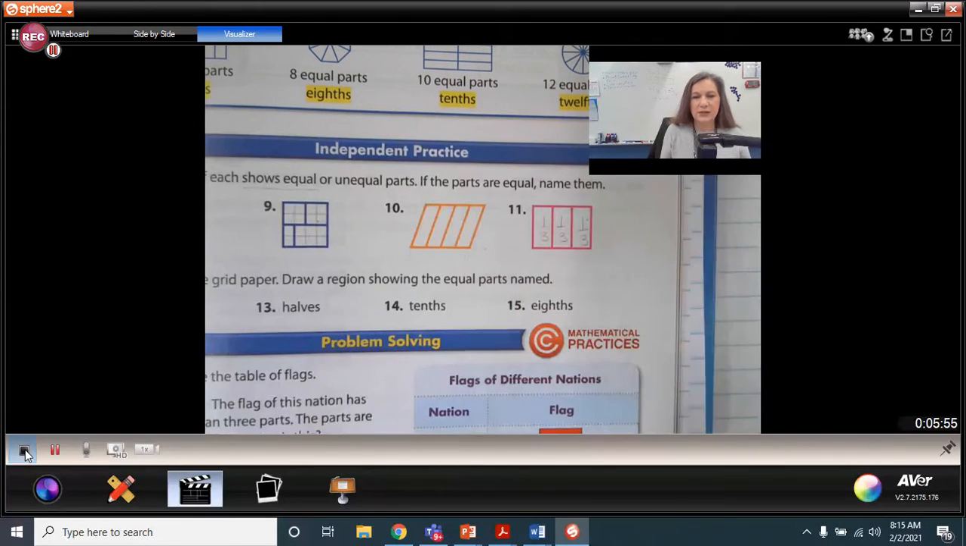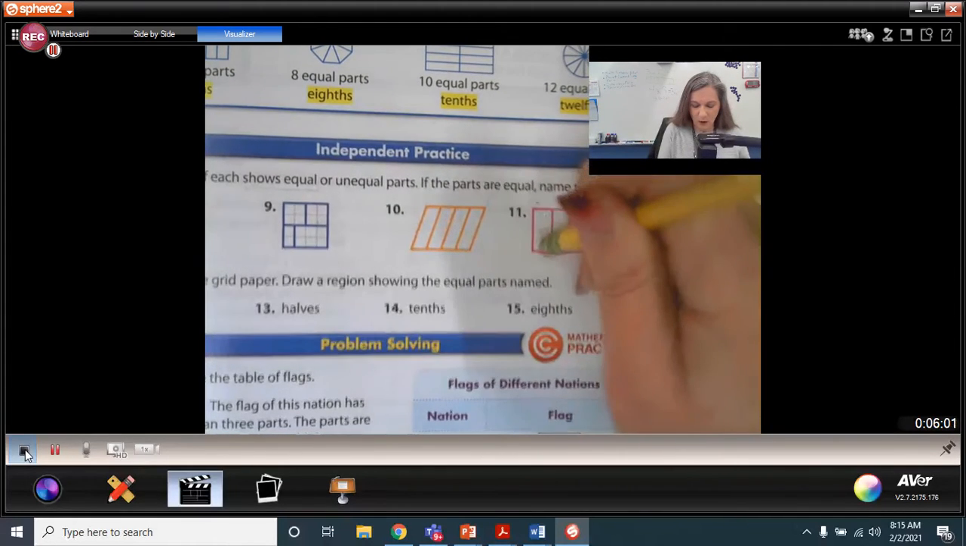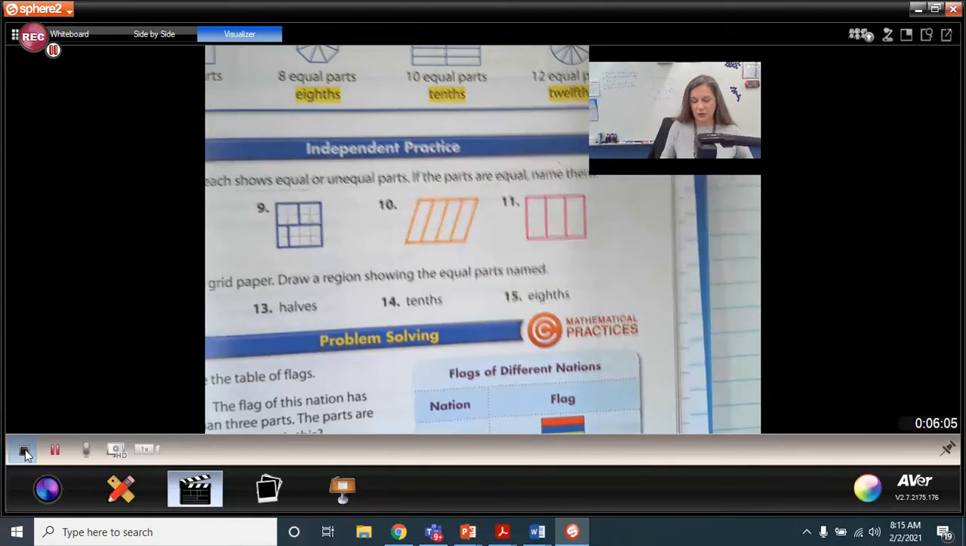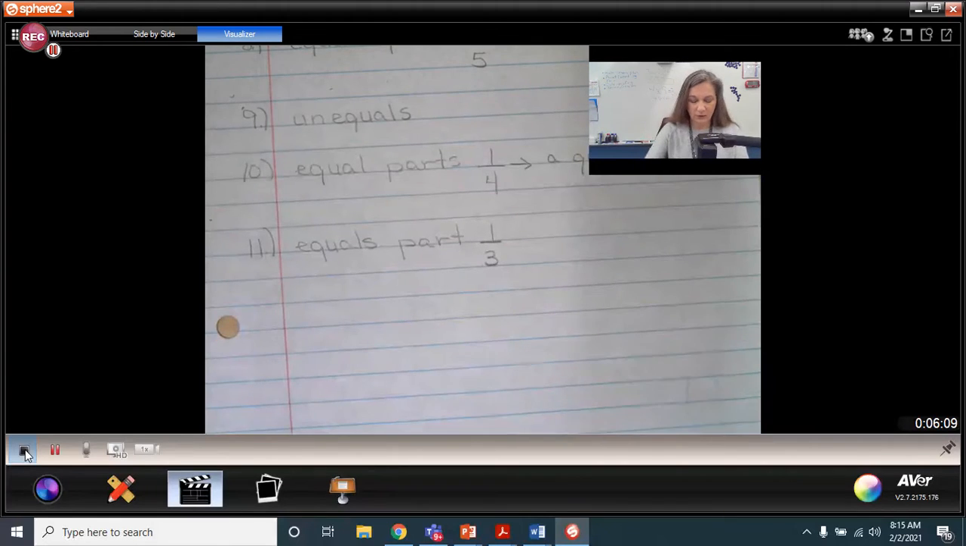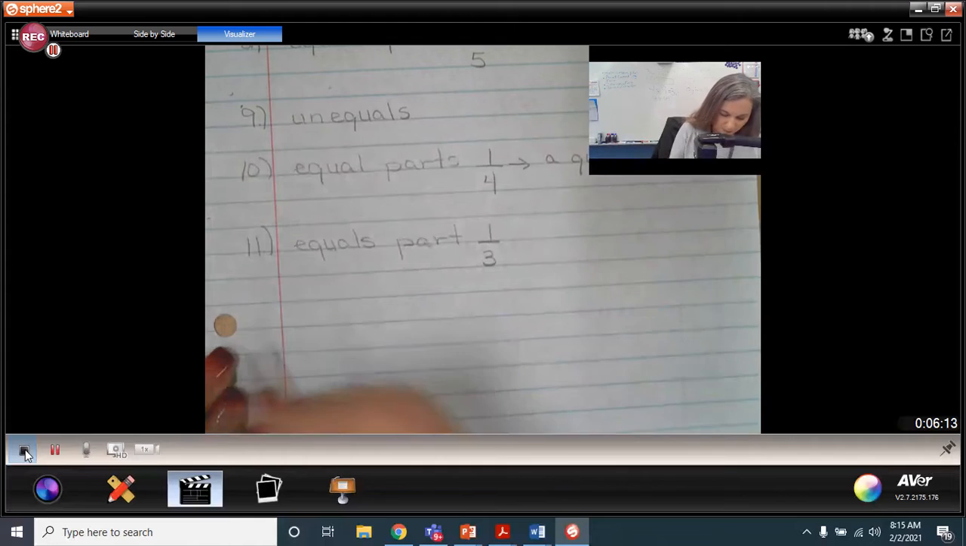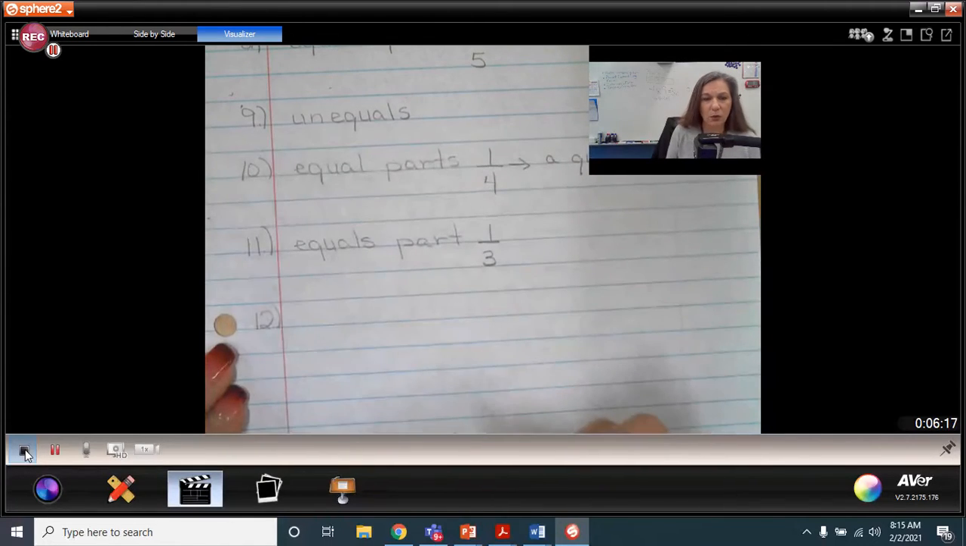So we'll be discussing that more, but for right now, we can discuss why we're labeling them as unit fractions. We'll talk a little bit more about unit fractions later. Unit fractions are one part of those whole figures. So let's take a look at number 12.